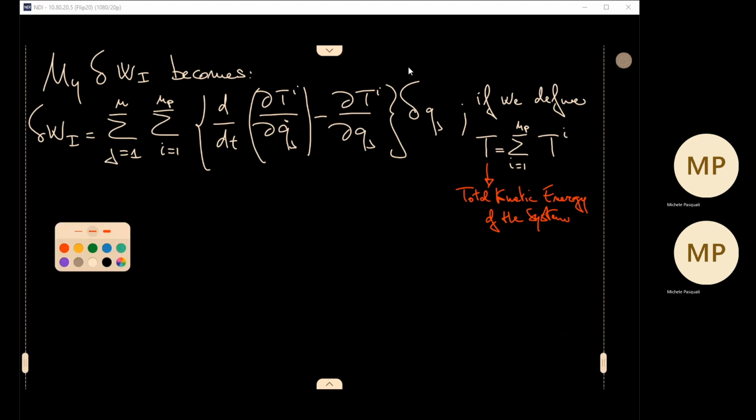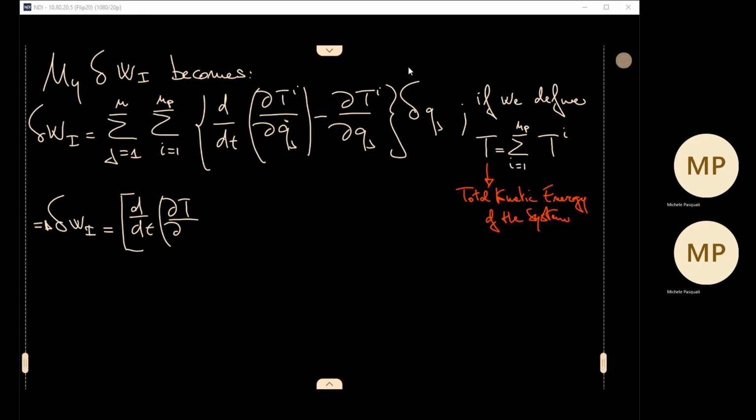We can rewrite it in a very nice form. That's to say the following. d/dt of the partial of T over the q dot vector, oh sorry, minus the partial of T over q, applied over delta q. You see?